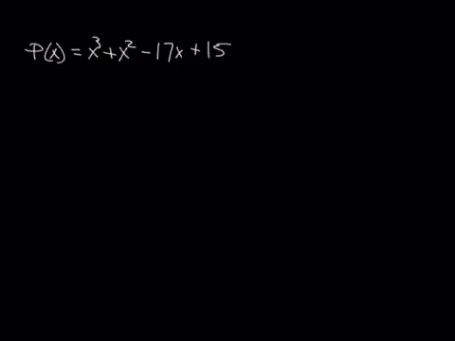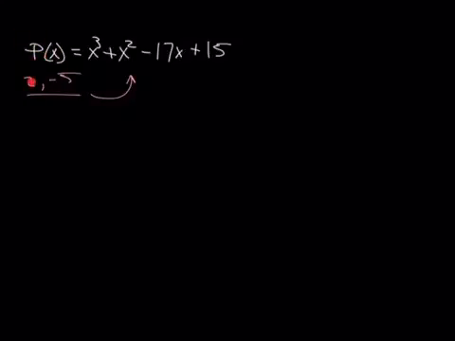Alright, and it says determine whether each of the numbers, we need to find out if the numbers 2 and -5 are zeros of this equation. So basically what they're saying is if we put in a 2 and solved it, is it going to give me a true answer? If I put in a -5, is it going to give me a true answer? Now what do I mean when I say true answer? I mean when this is equal to 0.